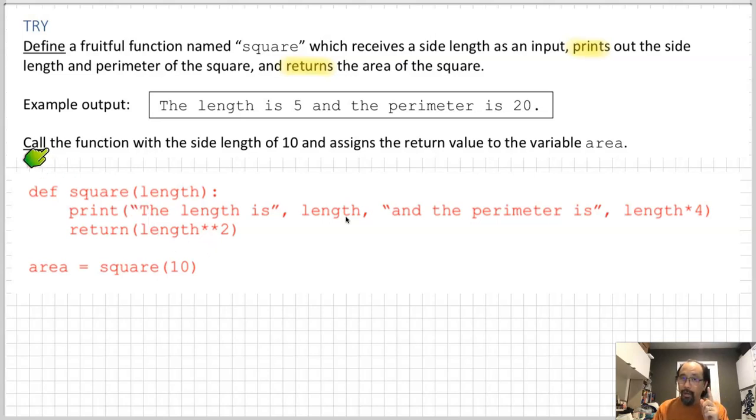Now I need to call it, because the function doesn't do anything yet unless we call it. So I'm going to call the function with a side length of 12, and it says to assign the return value to the variable area, so I will do that. Area is equal to square of 10.